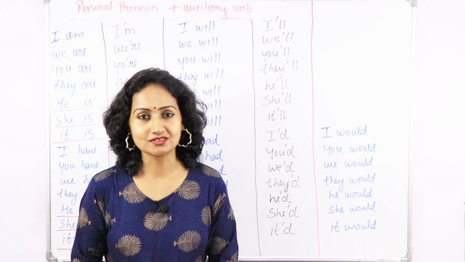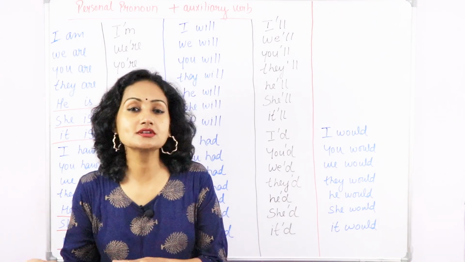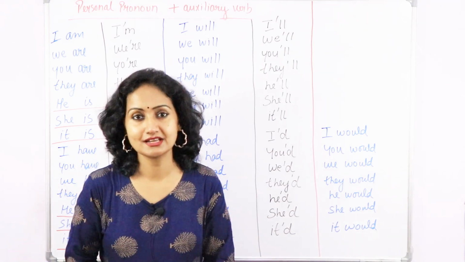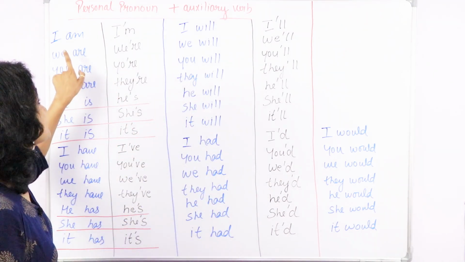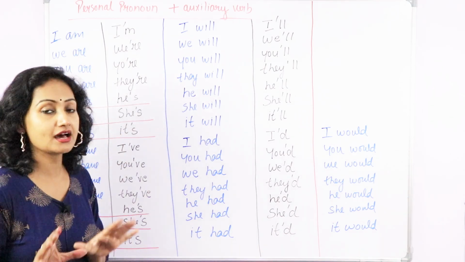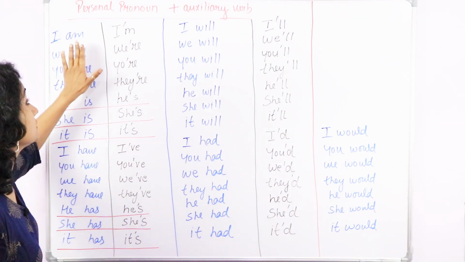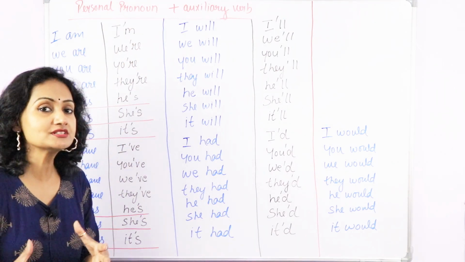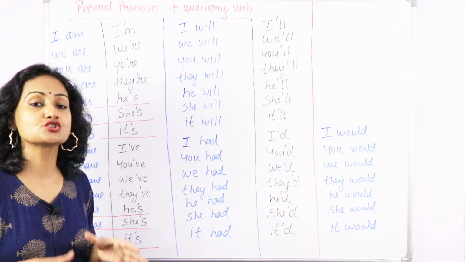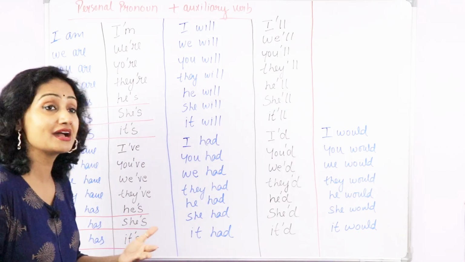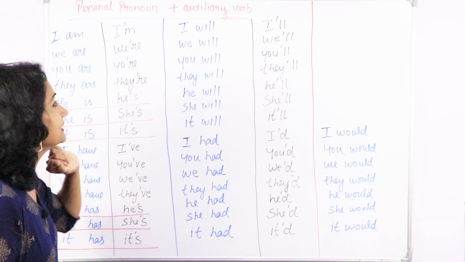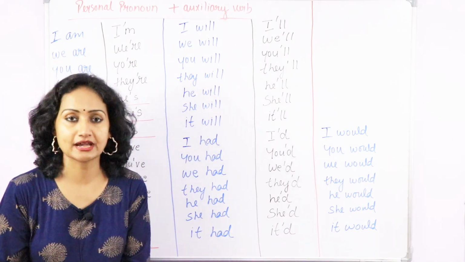What is a contraction? A contraction is a shortened word that is made by dropping one or two letters. For example, here it is "I am." These are two words, "I am," and the contraction of "I am" is "I'm." So "I'm" is a contraction. This is a shortened word that is made by dropping some letter. Here we have dropped the letter A. So that's a contraction.